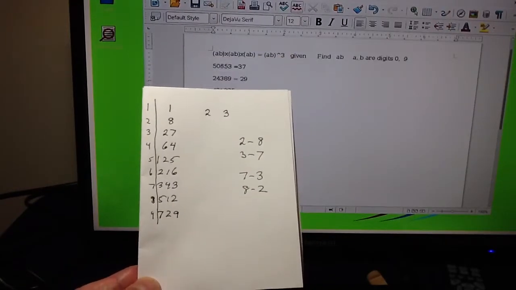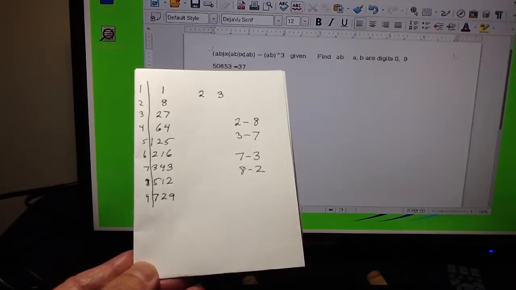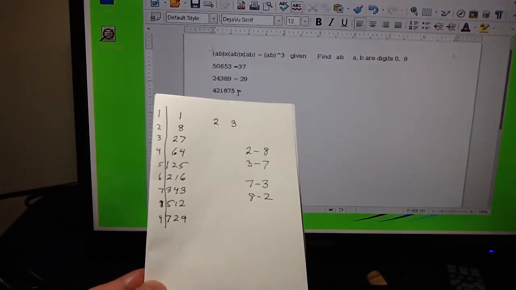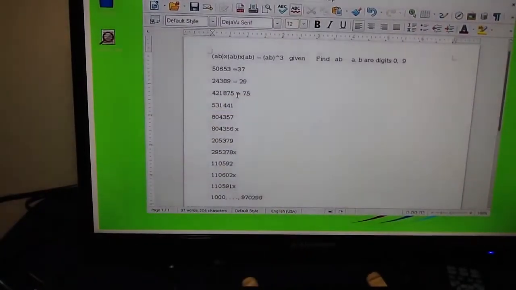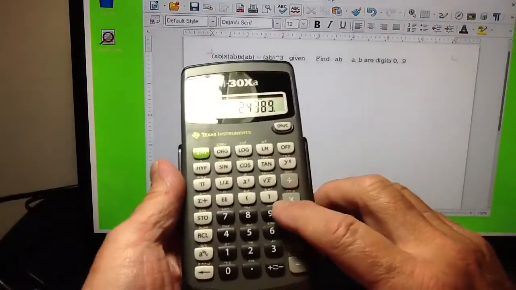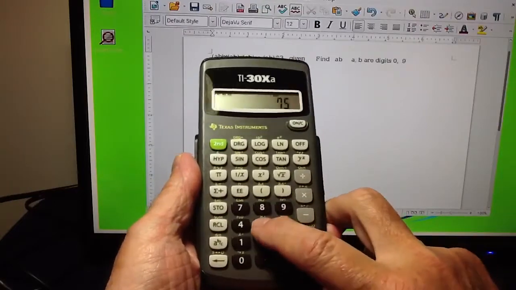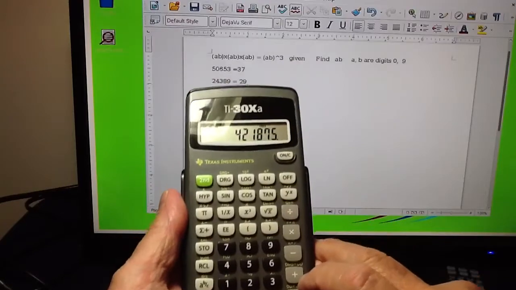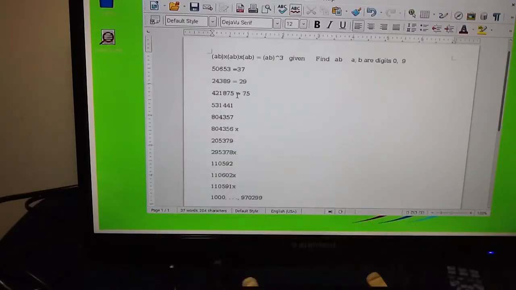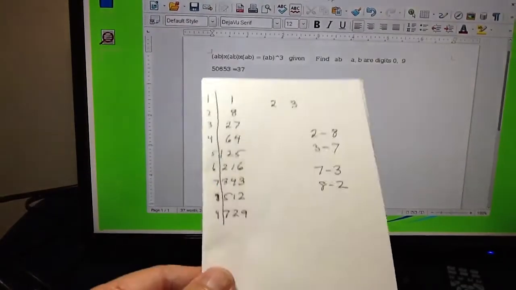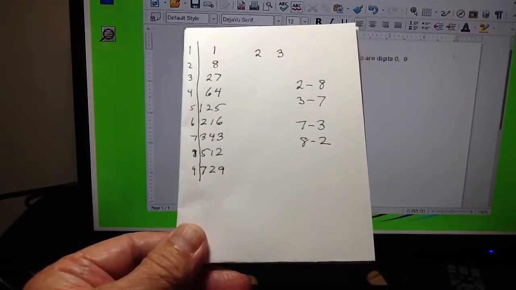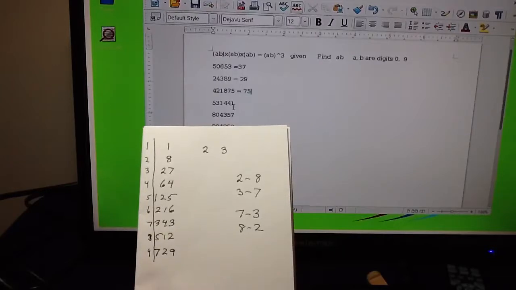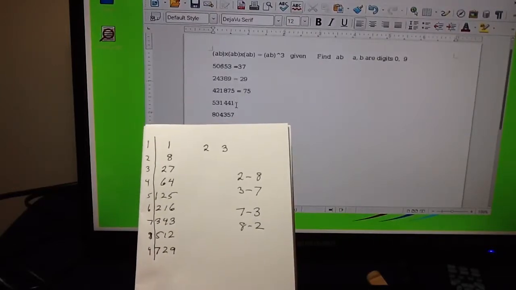It's 421,875. I look at my cheat sheet, and I see that 75 is going to be the answer. Now, we want to check me and see if I'm right. Let's take 75, and let's raise it to the third power, and we get 421,875. Sure enough, it's right. Now, you can stop the video and look at this cheat sheet and see if you can figure out how I'm doing it. It's a little algorithm that I figured out, and it's not hard to do.